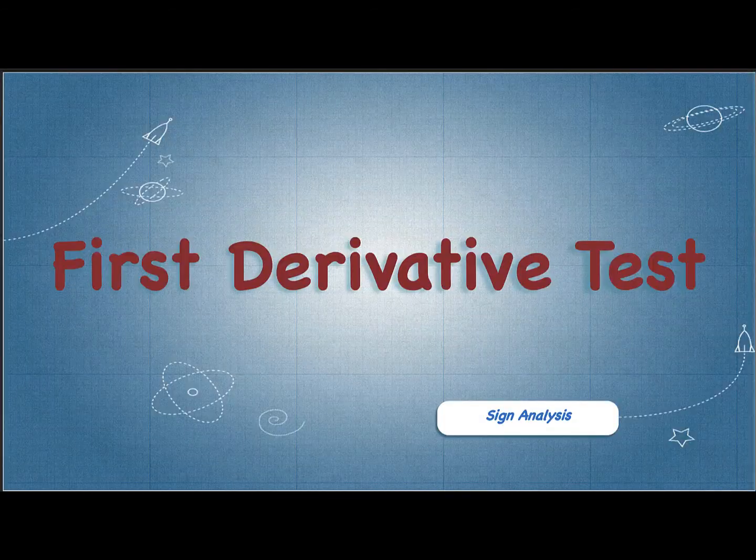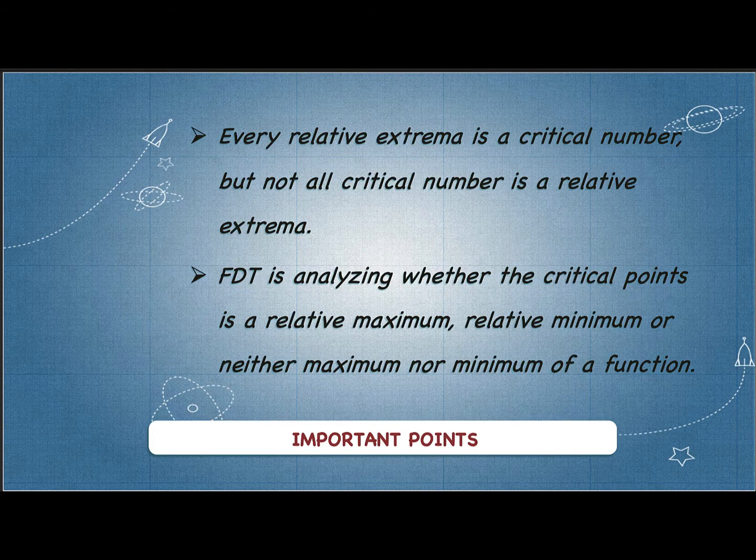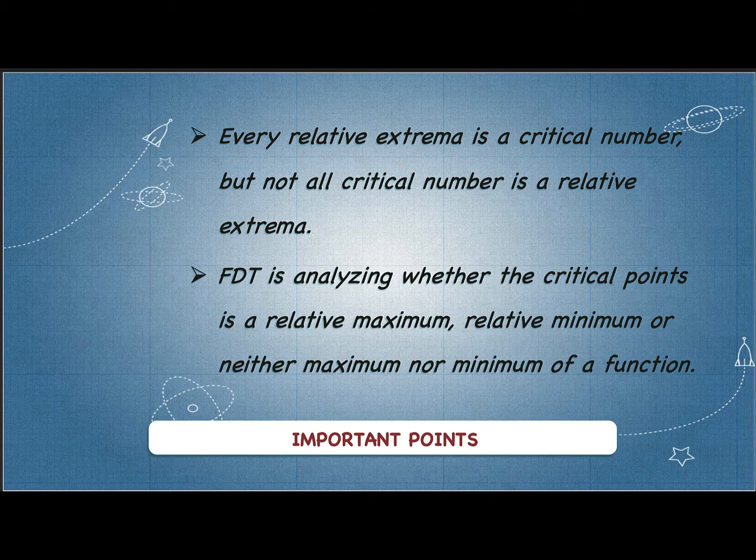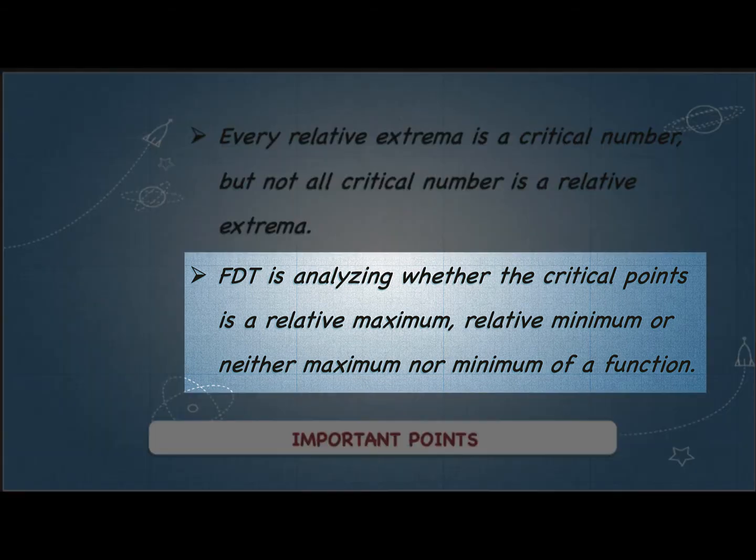Today we'll be discussing the sign analysis of the first derivative test, and we have said that every relative extrema is a critical number, but not all critical numbers are relative extrema. And the process of the first derivative test is analyzing whether our critical points are a relative maximum, a relative minimum, or neither maximum nor minimum of a function.